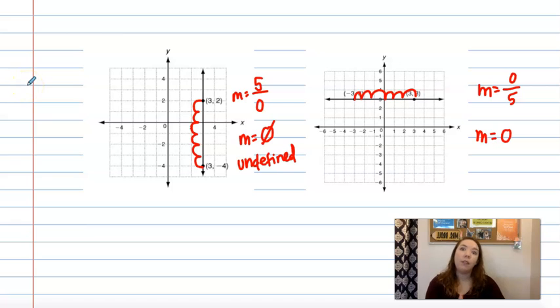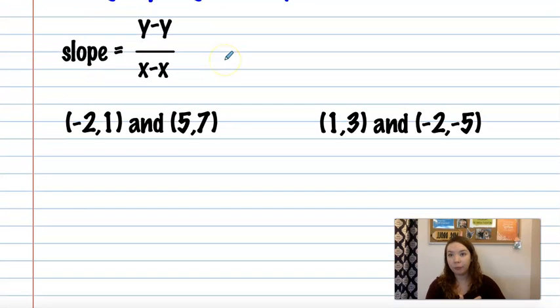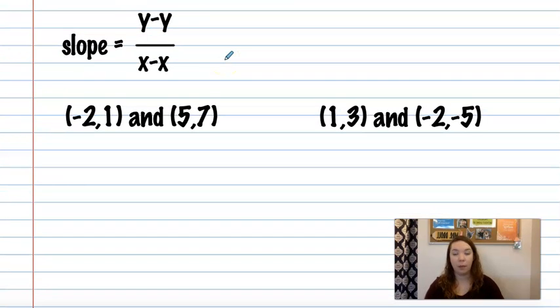Okay, so that's how we find it visually if there's already a graph. You could also be asked to find it by just having the 2 points, and you could plot these and count it out like we did in the last method, but I'm going to show you how to do it algebraically so that you have another method. And this is what we call the slope formula, where you have y minus y on the top and x minus x on the bottom.